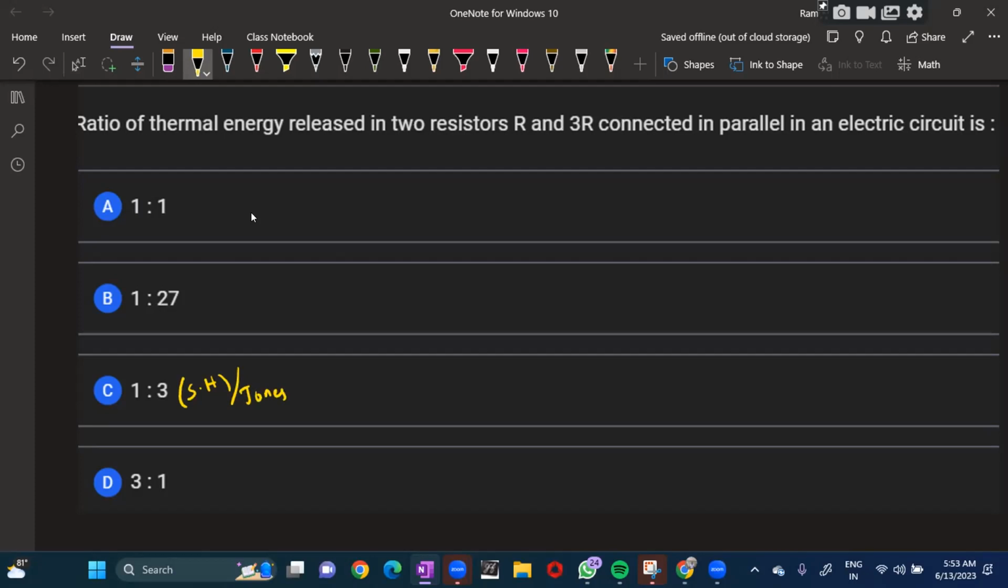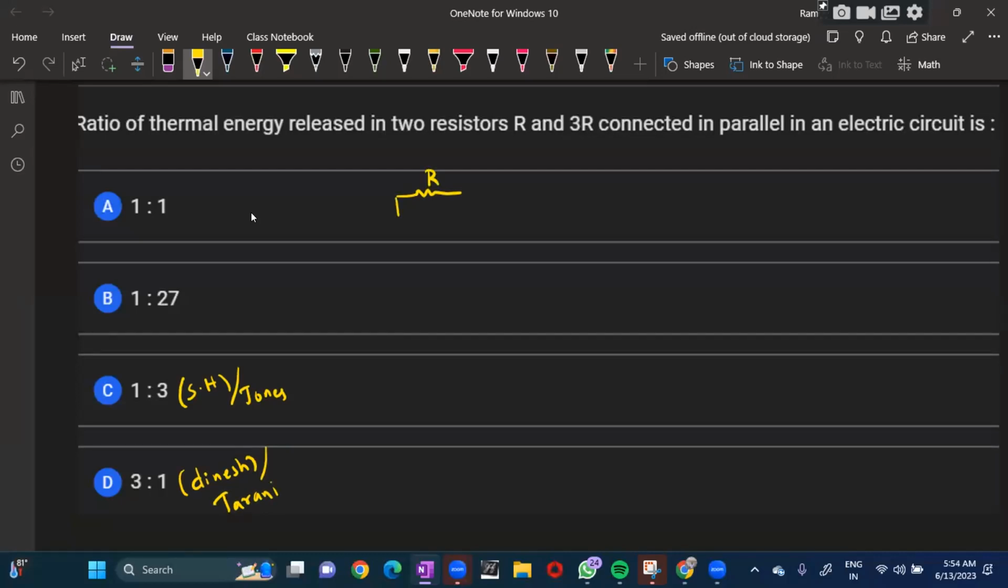Ratio of thermal energy released in two resistors, R and 3R, connected in parallel in an electric circuit. How much? Last option, sir. Name? Tarani, sir. Tarani, okay.